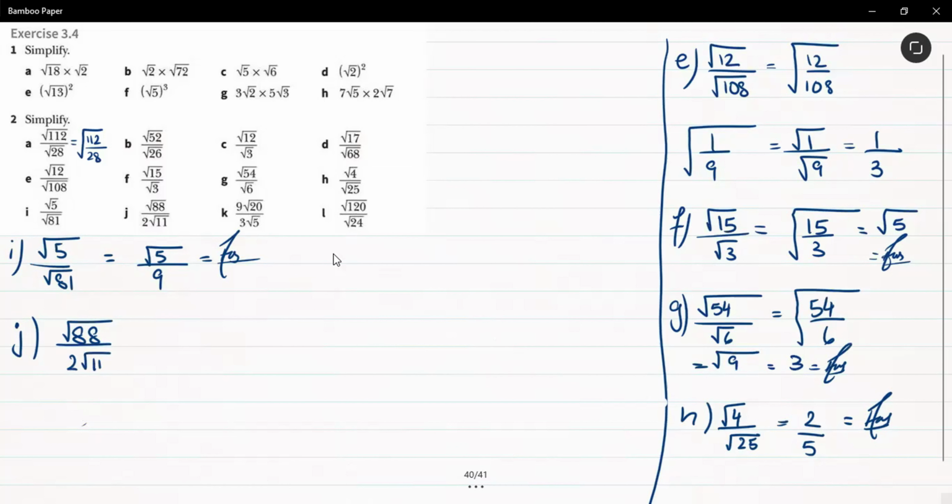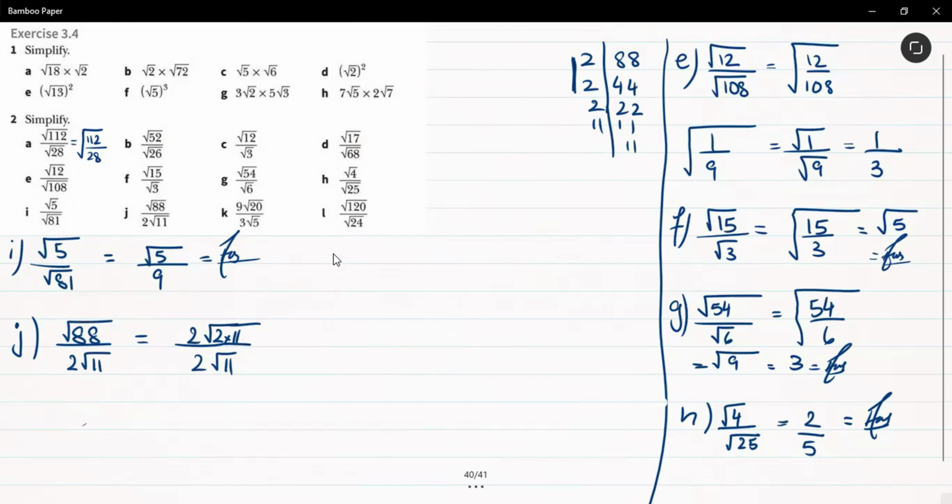So 2 under root 11 is equal to, can we simplify 2 under root 11? I don't think so. Can we simplify under root 88? Let me check here. 88: 2 fours are 8, 2 twos are 4, 2 ones are 2, 2 twos, 1, 11. Okay, so we can make a pair of 2. So we get 2 under root 2 multiplied by 11. The reason why I am not multiplying this 2 and 11, I'll get to as we solve this question, 2 under root 11.